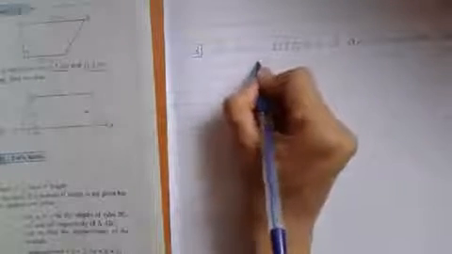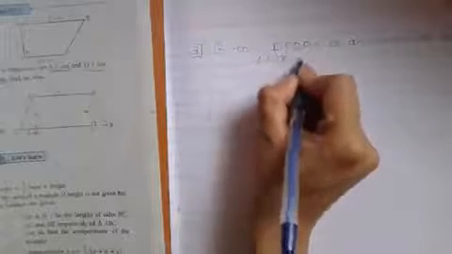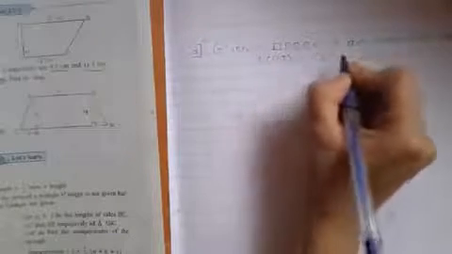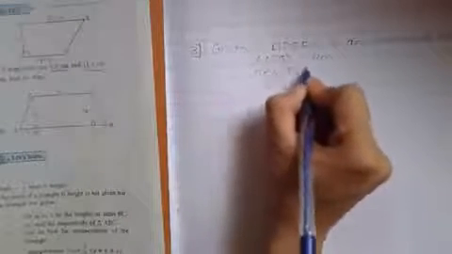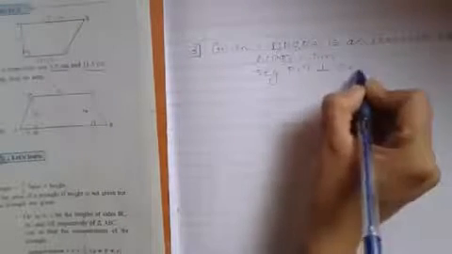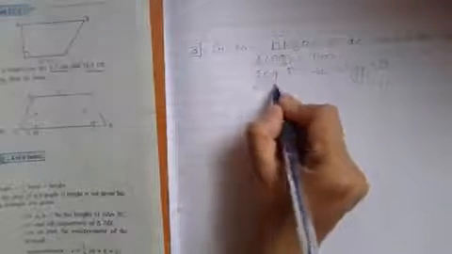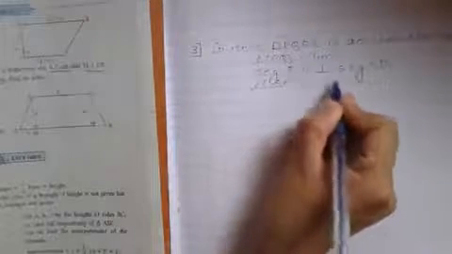Then the length of PQ is given. Length of PQ is 7 centimeter. See here, length of PQ is 7 centimeter. Then segment PM is perpendicular to segment SR. They are giving us this. Now, what else are they giving? They are giving that segment SM is 3 centimeter. Where is segment SM? Yeah, here it is. Segment SM is 3 centimeter.